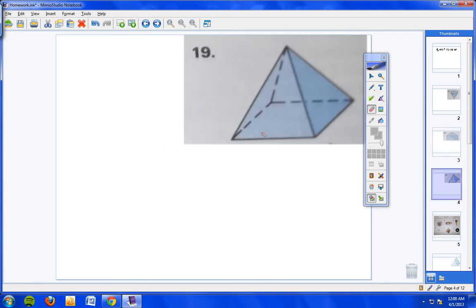Okay, let's go on to number 19. Yes, it is a polyhedron. All of the faces are polygons. That's a triangle there, and this base is a rectangle. Yes, it is a polyhedron. But what's the name of this? Well, it's not a prism. Everything comes to a point up here, so we call this a pyramid.